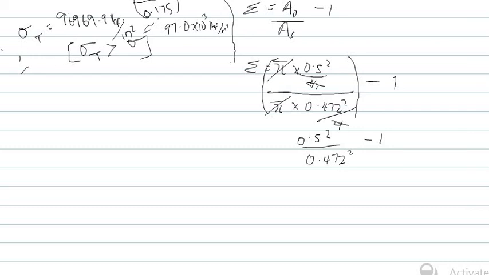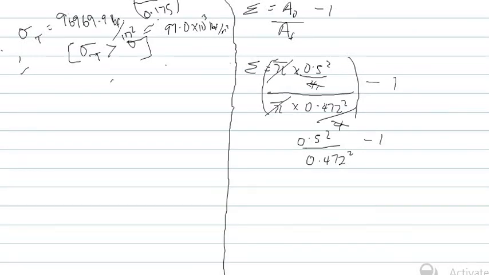Hence, our engineering strain is equal to 1.122 minus 1, which is obviously equal to 0.122, and that's unitless.